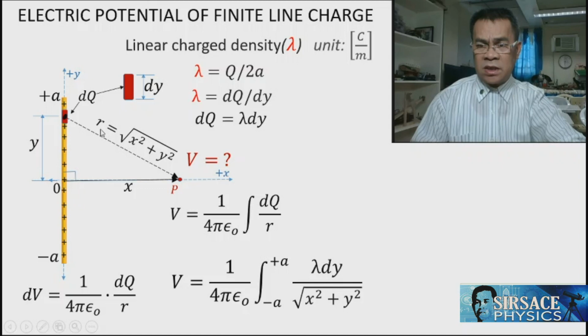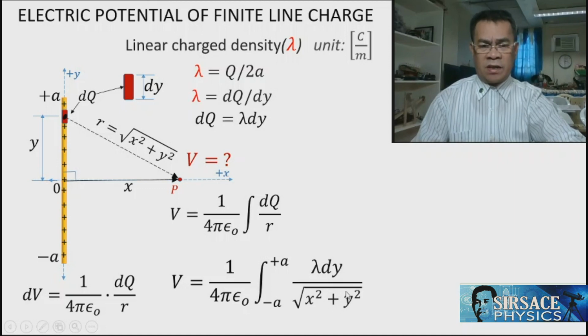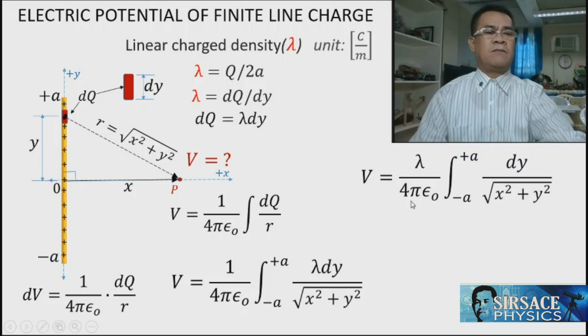Take note that r is maximum at the extreme points, the starting and the final point, but the smallest r is at the origin. So this cannot be placed outside because this is variable. It varies, and this x squared also will be affected because it is within the square root. So therefore, we will move the linear charge density outside.